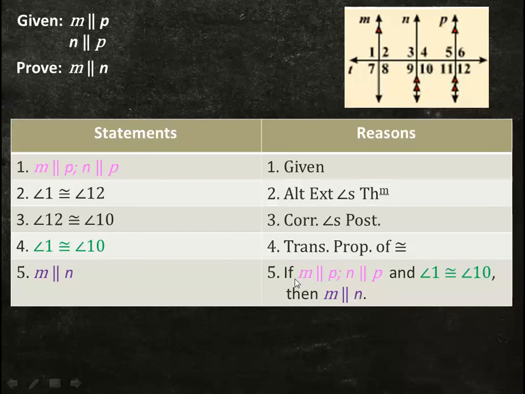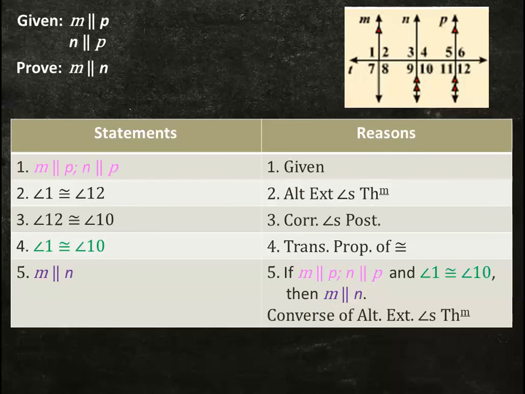And I put here, I just used my previous statement, M is parallel to P, N is parallel to P, and angle 1 is congruent to angle 10, then M has to be parallel to N. And wow, you're sitting here going, where do I get that information? There again, you've got to go through and look at all the information that you've learned thus far and see what matches this if-then the best.